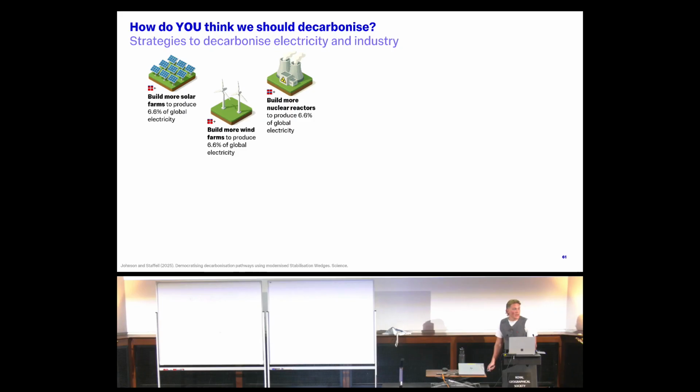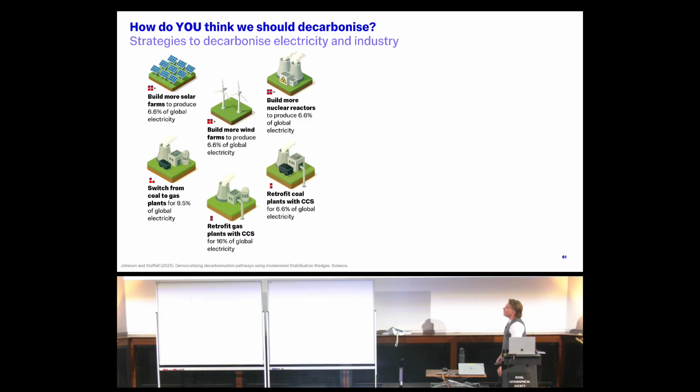The same applies for nuclear reactors, as they're also a zero carbon source of electricity. We could switch from coal power plants to gas power plants, which produce roughly half the carbon emissions per unit of electricity. Or we could retrofit coal and gas-fired power plants with carbon capture and storage technology to capture that CO2 and then bury it underground. These require different levels of deployment because although gas has lower emissions, retrofitting CCS to a coal power plant saves more emissions because coal has more emissions to be saved.